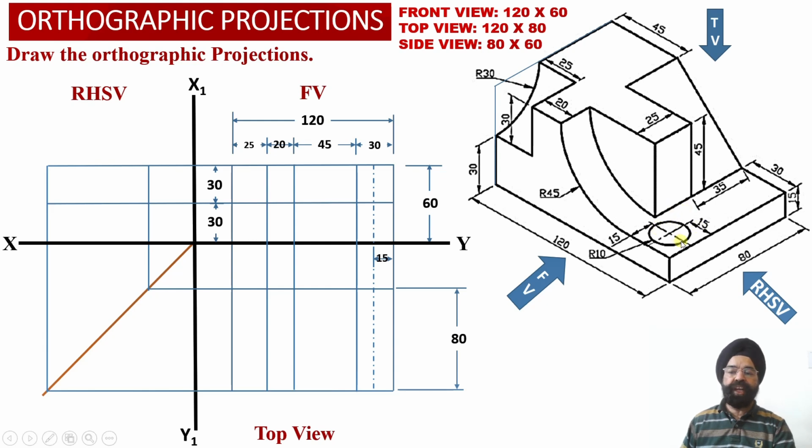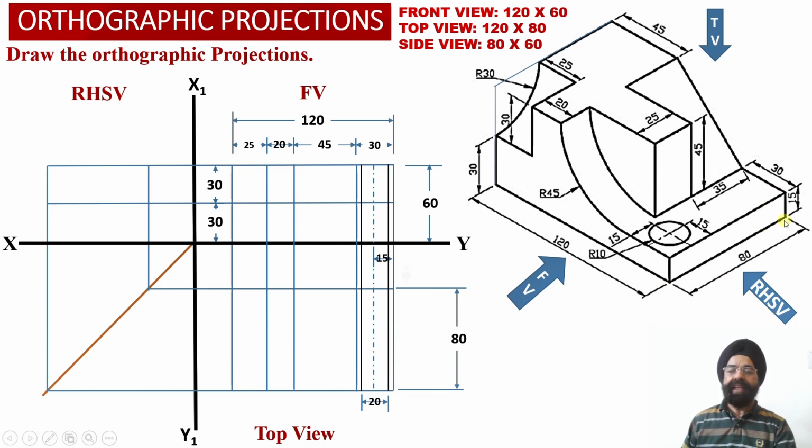So corresponding to these two diameter points over here, the extreme points of the diameter over here and over here, we need to obtain an offset of 10 millimeter on the left side and 10 millimeter on the right hand side of this center line, so that the projector lines corresponding to the diameter equal to 20 millimeter can be obtained into the front view projections and into the top view projections as well.